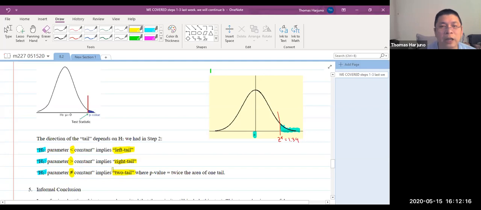So in case on step 2 our alternate hypothesis has this inequality sign, then suppose this is our test statistic. Whatever area I get here, I will multiply by 2. That will be the p-value. We'll go back there later on, don't worry.